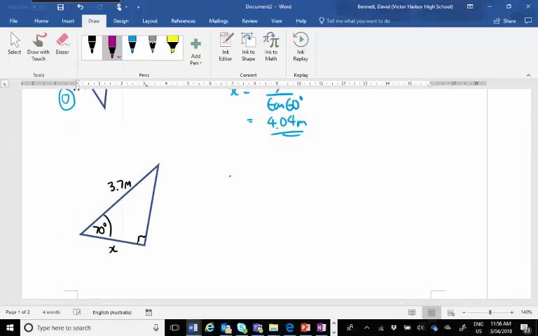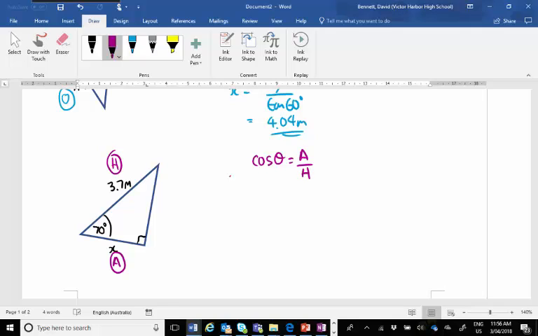Alright, so over here, identify our sides. This side next to here is my adjacent side. This side over here is my hypotenuse. Okay, so that's my hypotenuse. So that means I'm going to be using cosine. Cosine of theta equals my adjacent over my hypotenuse.